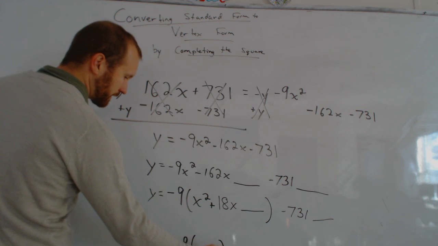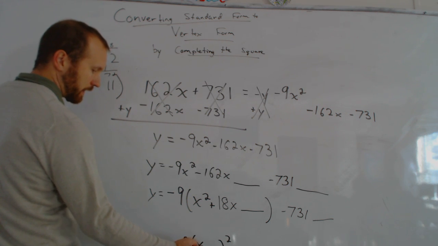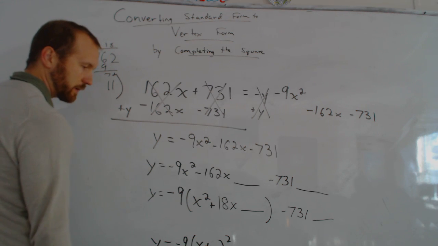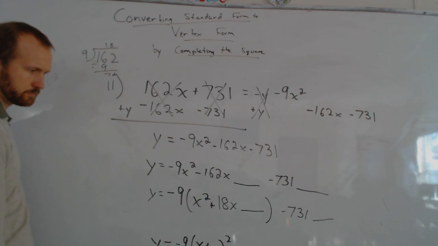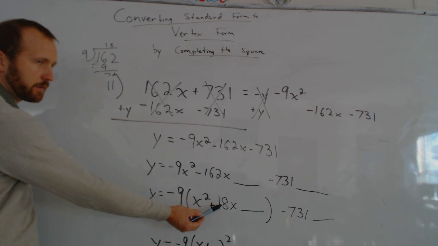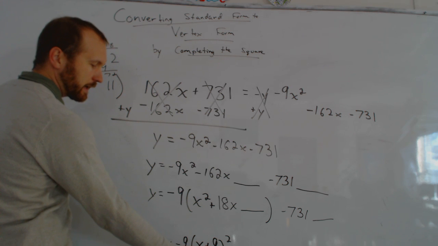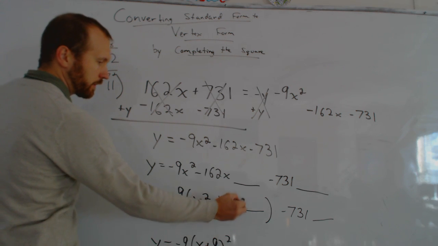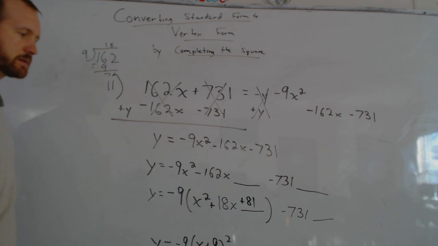What goes in my parentheses here? x plus what? Half of 18, yeah, it's 9. So then what is 9 squared? 81. Plus 81, right? Positive 81.